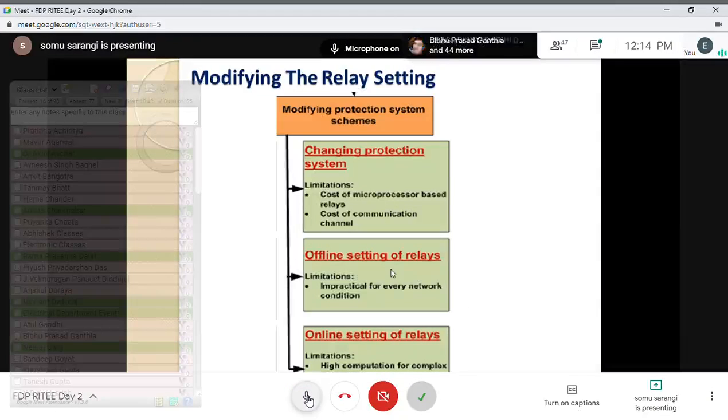Thank you, sir. Related to that, this might look absurd, but can we use satellite communication for these things?